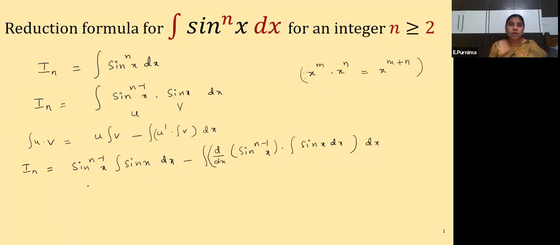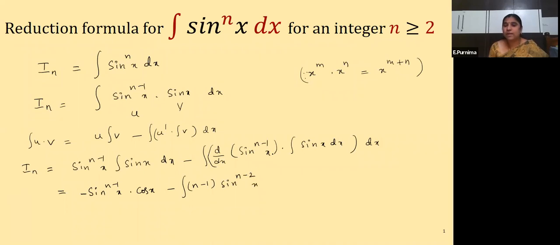Follow, children? Now, which is equal to sine to the power of n minus 1 x into integral of sin x, which is nothing but minus cos x. So that minus sign I'm writing in the front, children. Minus sine to the power of n minus 1 x into cos x minus integral. It is in the form of x to the power of n. That is n minus 1 into sine to the power of n minus 1 minus 1, that is n minus 2 x.